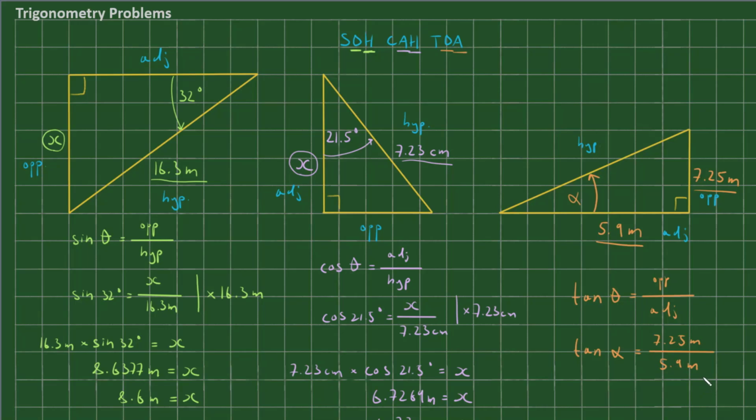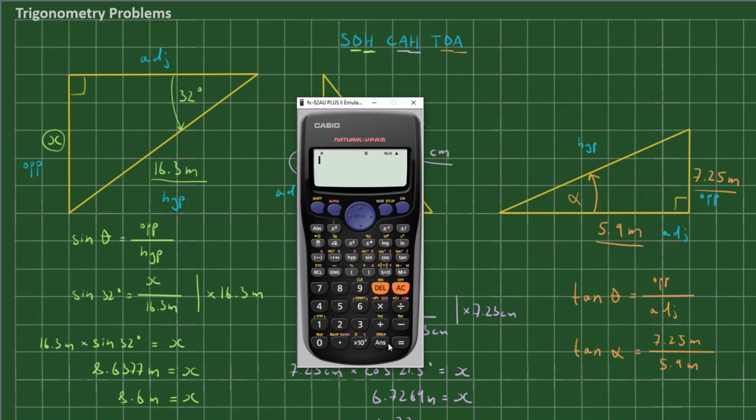In order to solve for alpha, I need to transpose the tan. I need to take the inverse of tan. Again, this is a case of calculator to the rescue. In order to do an inverse of a trigonometric function, I need to press Shift and then the trigonometric function of choice, in this case tan. So now I have this tan raised to the power of -1. That is the symbol to indicate the inverse of tan. And now I can enter the fraction on the right. 7.25 divided by 5.9. And I get 50.86 degrees.